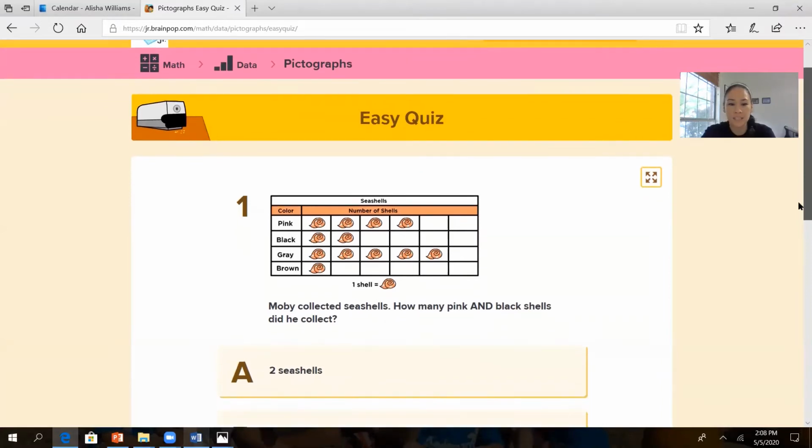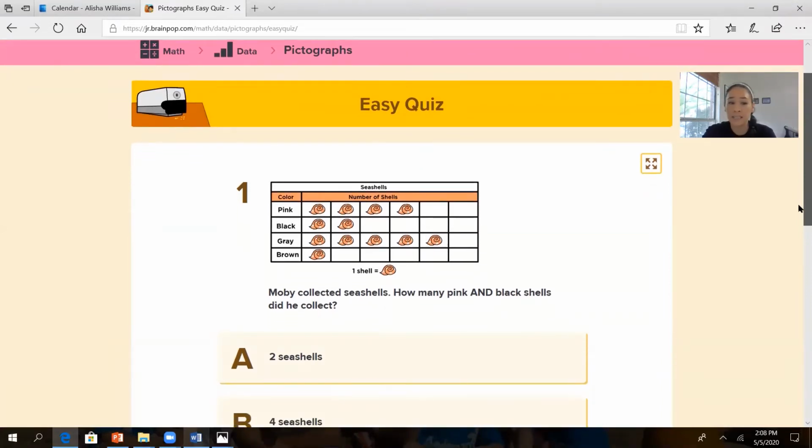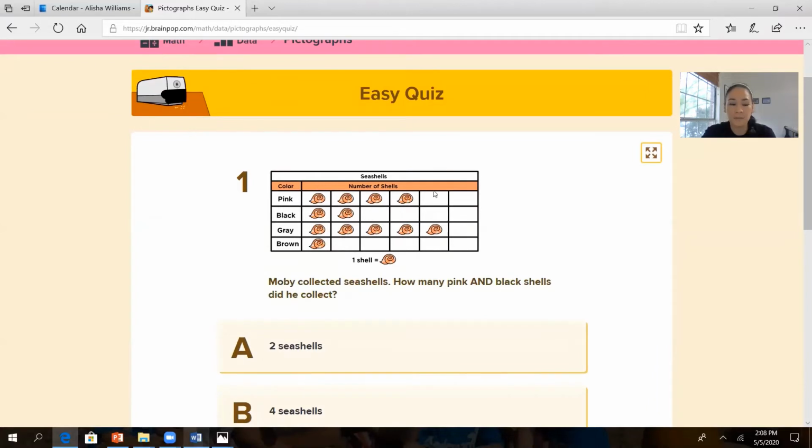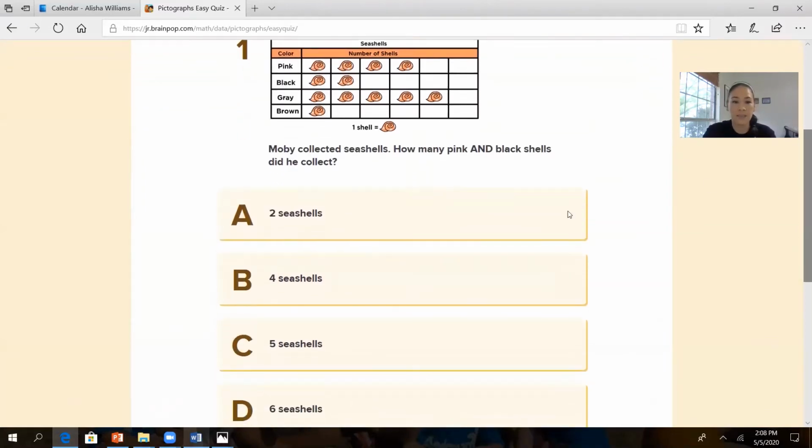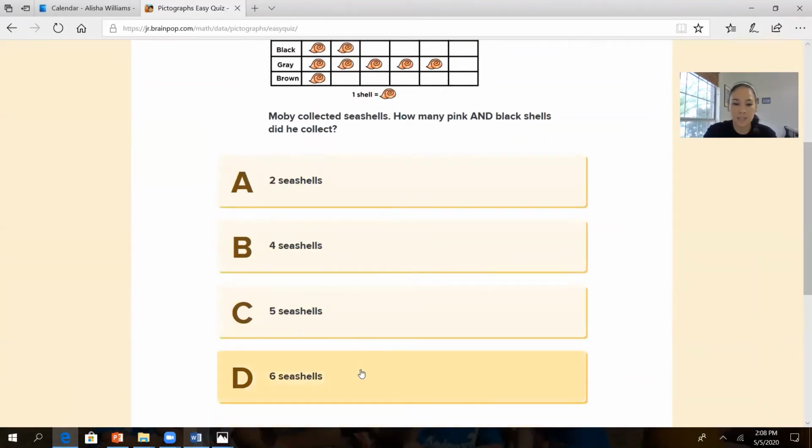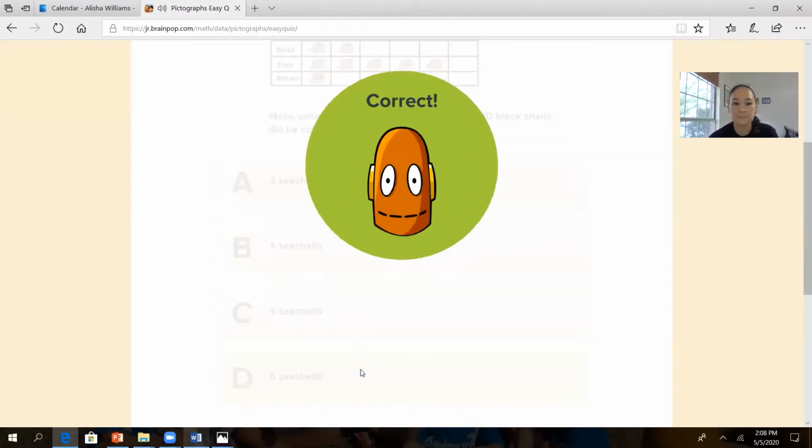See, Moby collected seashells. How many pink and black shells did he collect? So we're looking at the table, the pictograph, looking at the key. Each shell is 1. So 1 shell equals 1. So how many pink and black? Let's count the pink. 1, 2, 3, 4. Then you need to go to black and count that. Let's count on. 4, 5, 6. So 6 seashells.